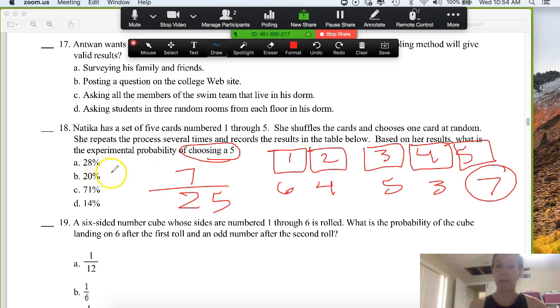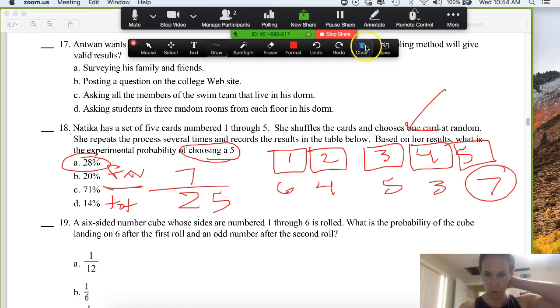So remember, probability is your favorable, what you want, which I wanted the 5. That happened 7 times out of the total number of times. Favorable out of the total. So it happened 7 times out of 25 total times. So do the math on that. 7 divided by 25 is 0.28 or 28%. All right, so I'll go back and put this table in here.